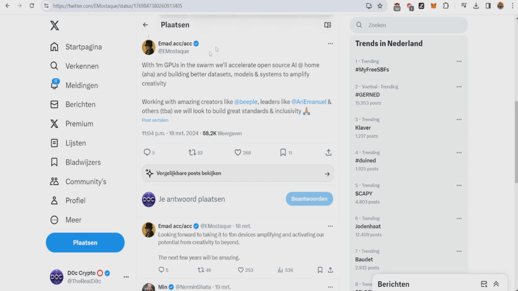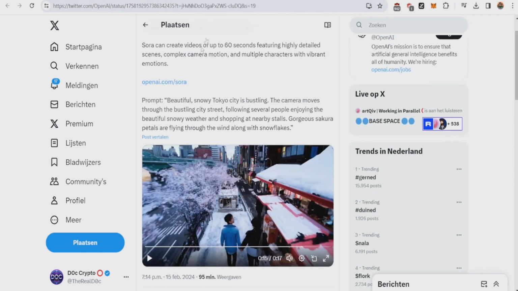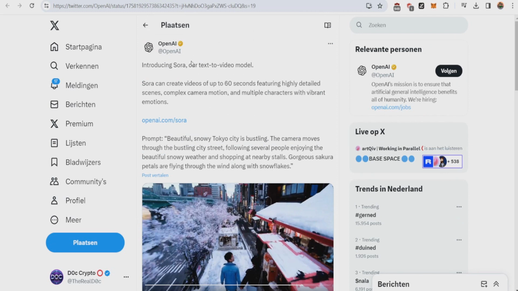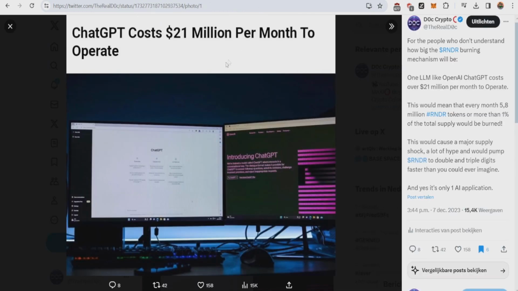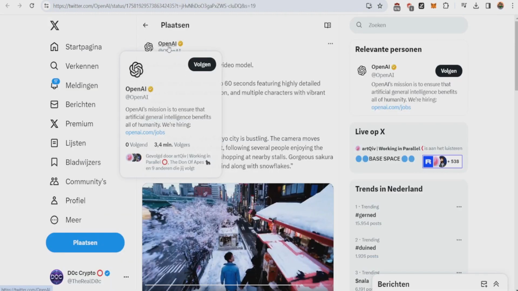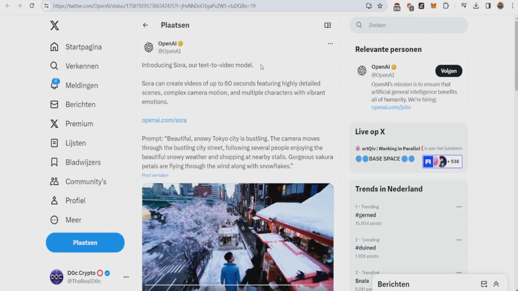A lot of people were actually saying that Sora is nowhere as big as ChatGPT, which currently costs more than 21 million per month in operating costs. But this was proven false after the Wall Street Journal interviewed the CTO of OpenAI, and just listen carefully to her answer.